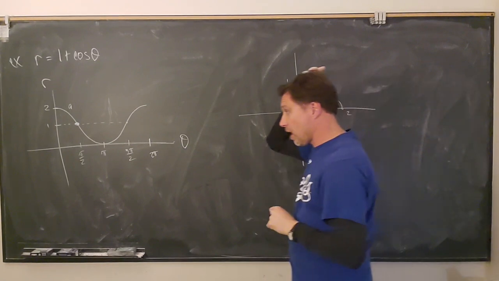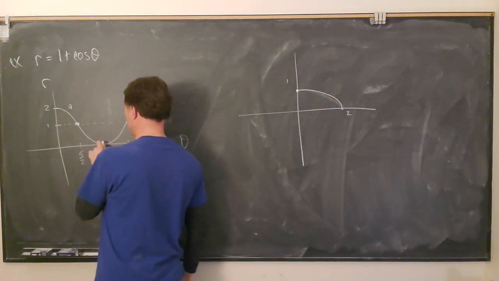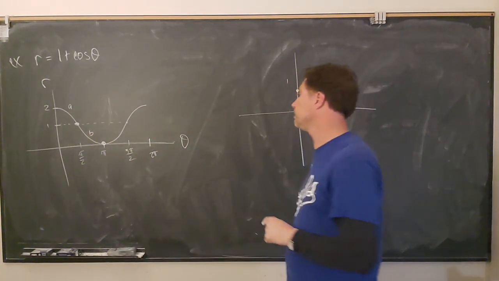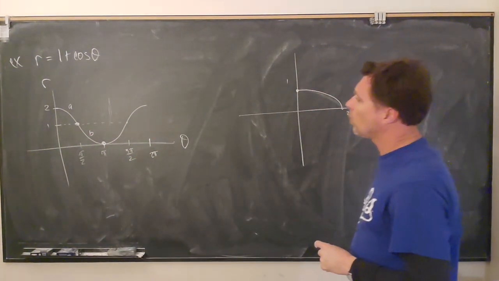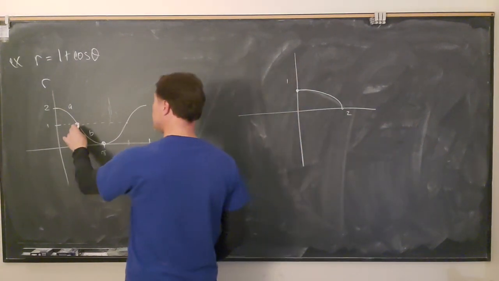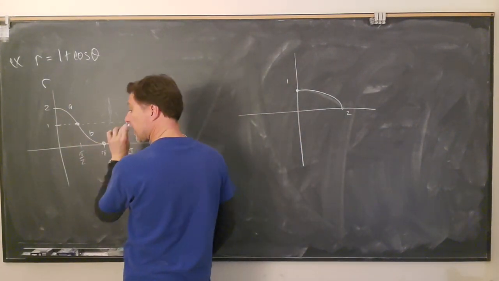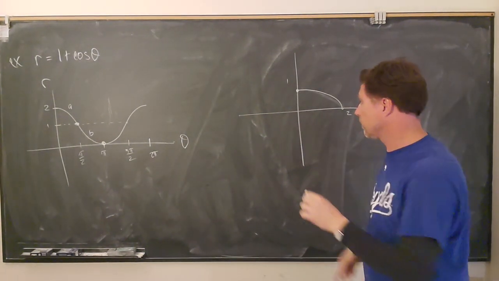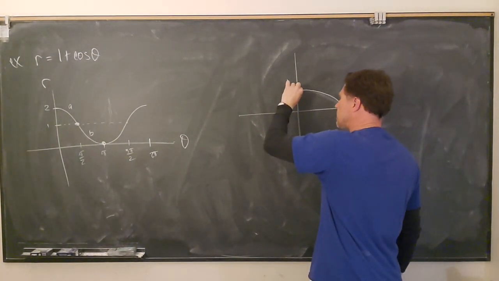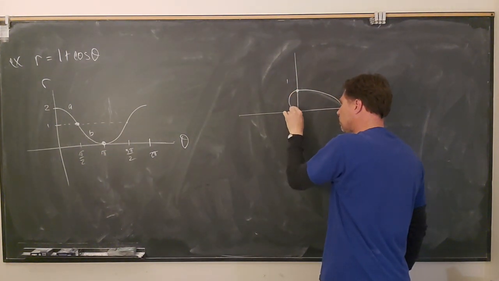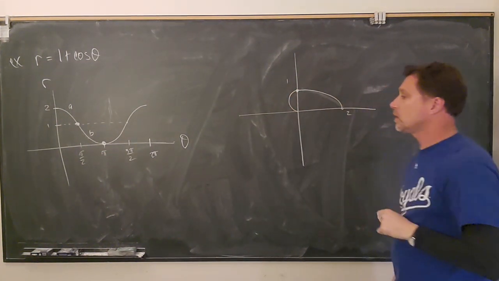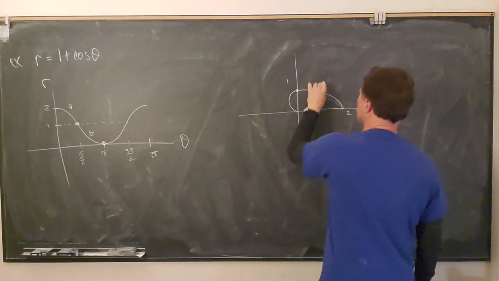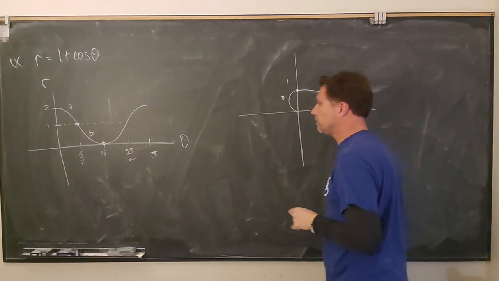Now let's look at this next segment. I'm going to label that B. That's as we go from pi over 2 to pi. The radius is still decreasing until we get to pi, when we're pointing in that direction, and we have a radius of 0. So it's decreasing to a radius of 0. Let me label that: that's A, and that's B.